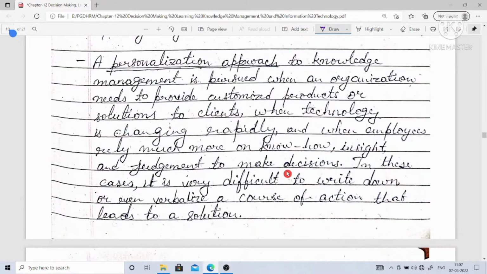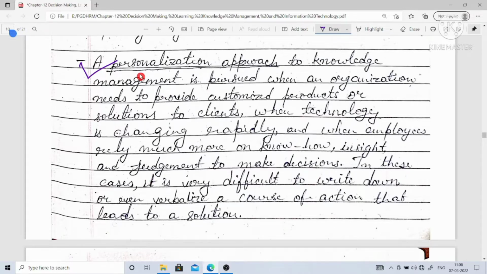Now the second approach given here, the personalization approach. A personalization approach to knowledge management is pursued when an organization needs to provide customized products or solutions to clients, where technology is changing rapidly and when employees rely much more on know-how, insight and judgment to make decisions. In these cases it is very difficult to write down or even verbalize a course of action that leads to a solution.